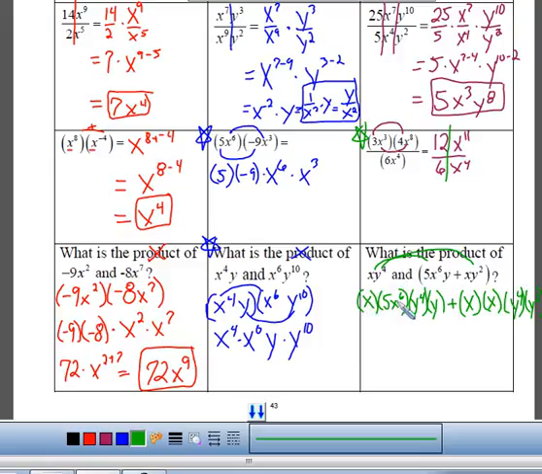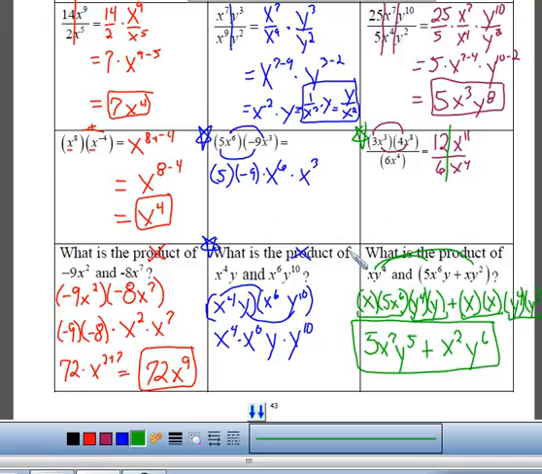So x times 5x to the 6th, x to the 1st, 5x to the 6th, gives me 5x to the 7th, add your exponents. Y to the 4th times y is y to the 5th, plus x squared, that's x times x. So let me put brownie pans under everything that goes together. And then y to the 4th times y squared is y to the 6th. There's your final answer. This is pretty complicated, so we will be practicing that more.